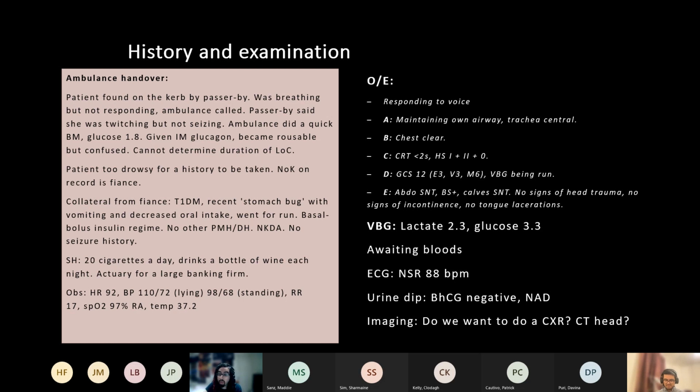She takes a basal bolus insulin regime. No past medical history or drug history. No known allergies and no seizure history. She smokes 20 cigarettes a day. Drinks a bottle of wine each night. Really quickly, does someone want to take a quick stab at the number of units of alcohol she's taking in every week from a bottle of wine a night?